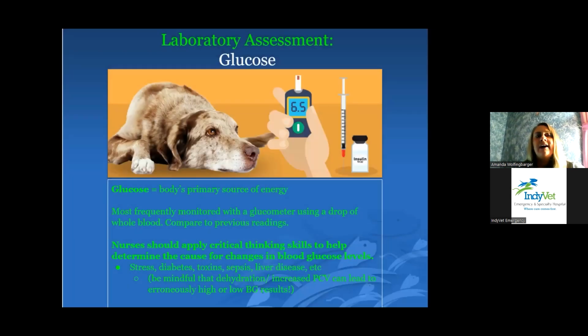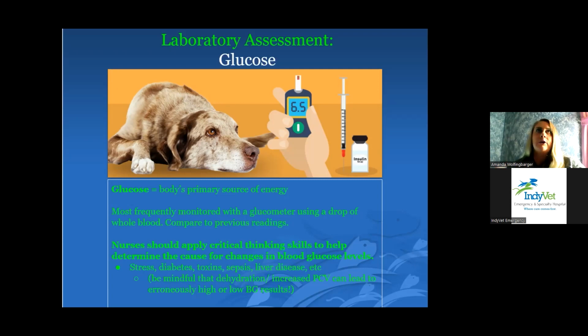Next up is glucose. I like this picture, but I'm fully aware that that reads like a lactometer versus a glucometer. So just don't look at the number, otherwise it's a good picture. So glucose is the body's primary energy source. It is most frequently monitored with the glucometer using a drop of whole blood, and if we're getting a single high or a single low measurement, we need to compare it to other measurements that we're getting, not just a single measurement.